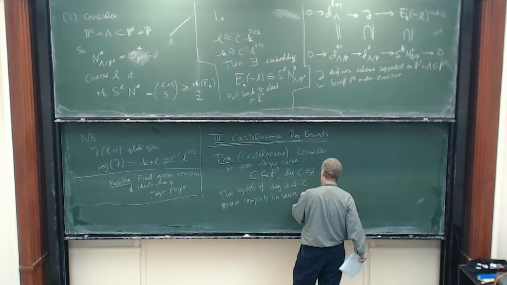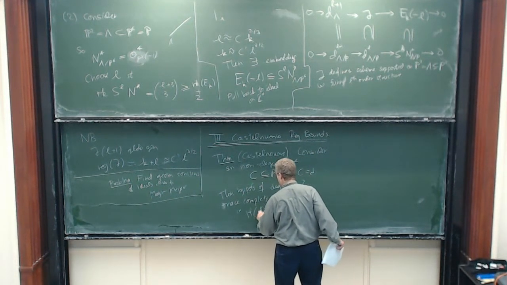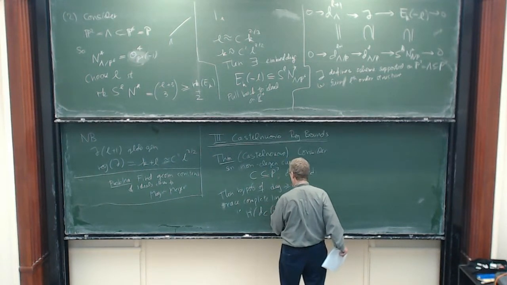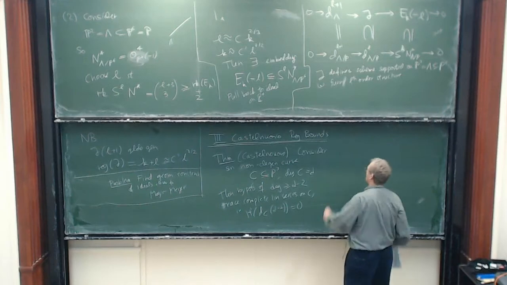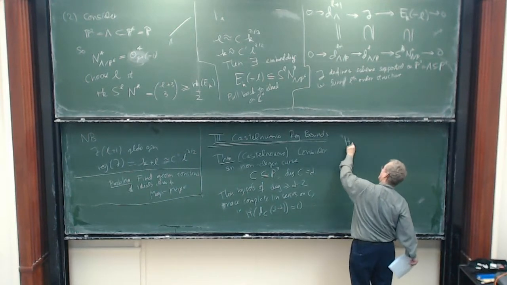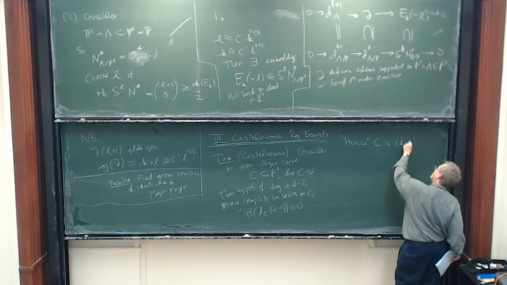In other words, remember what that means is that H1 of the ideal sheaf of C twisted by d minus 2 is 0. And hence, I'll put this in quotes, hence C is d minus 1 regular.